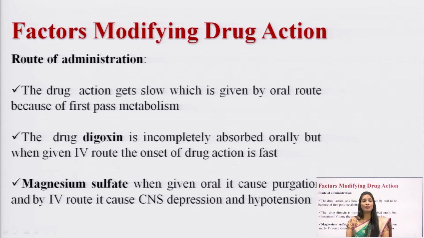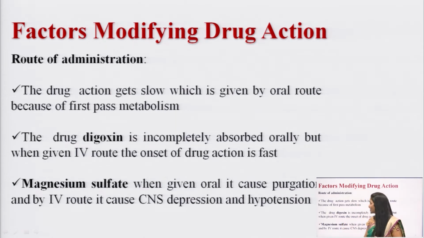And the second example was magnesium sulphate. The drug is the same, but if you give it by the oral route or by the intravenous route, the action will be modified. When I give magnesium sulphate by the oral route, it can act as a purgative. And if I administer the same magnesium sulphate by the intravenous route, it can cause hypotension and CNS depression.